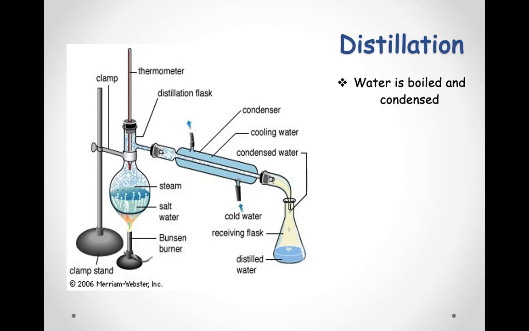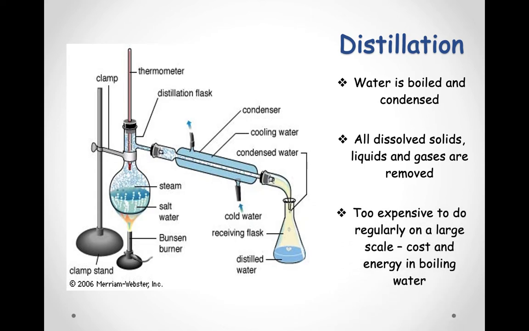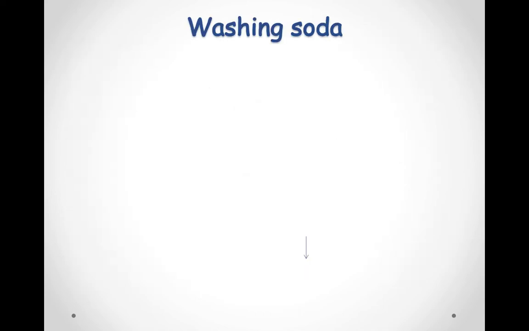Now, the problem with this process of boiling the water and then condensing it is, yes, it removes all the dissolved solids and the liquids and the gases, but it is quite expensive, and therefore it's not really suitable on a large scale to be using distillation. And so there are some cheaper methods of removing hardness. One of those is washing soda.